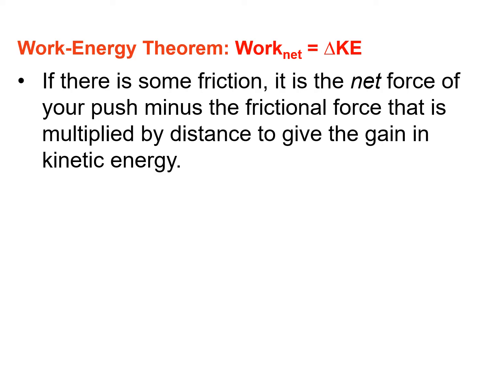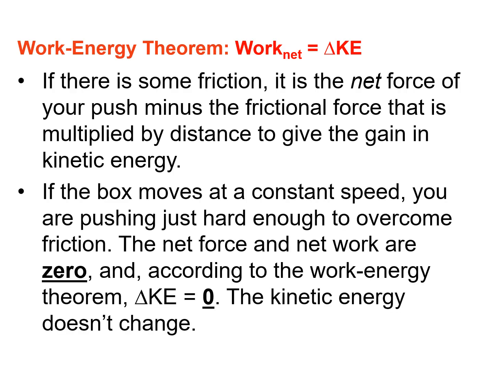If there is some friction, then our net work will be calculated from the net force. So whatever force we're applying in one direction minus whatever force friction is applying in the opposite direction. But once we calculate that net force, now we can use it to calculate the net work. If the box is moving at a constant speed, it is not accelerating. That means there is no net force. If you're pushing against it, but friction's pushing back, you can balance those two and have no net force, there's no net work. So a box moving at a constant speed means that the net work is 0.